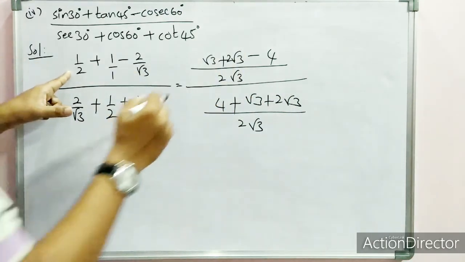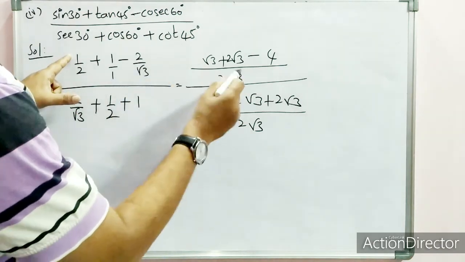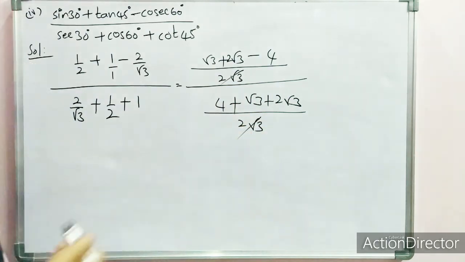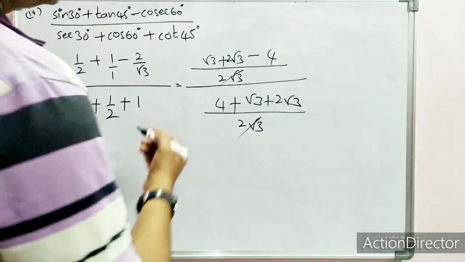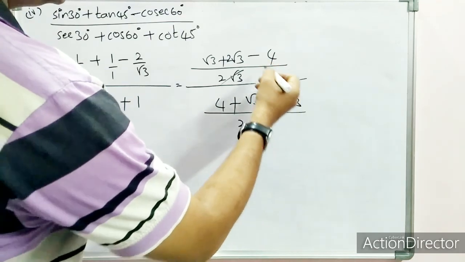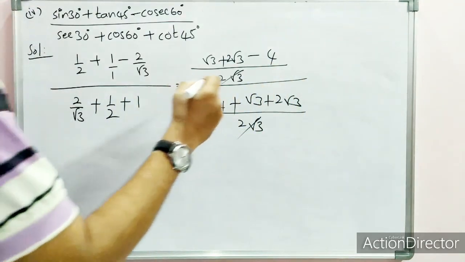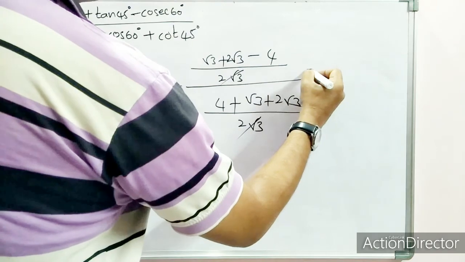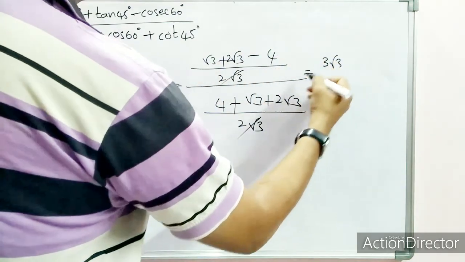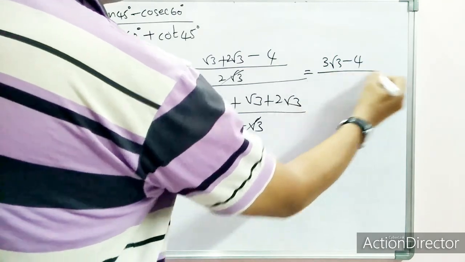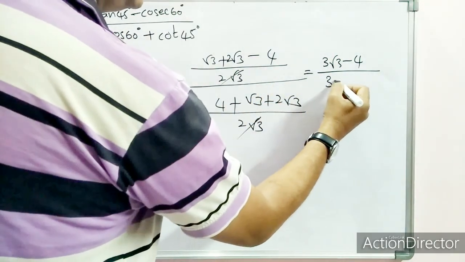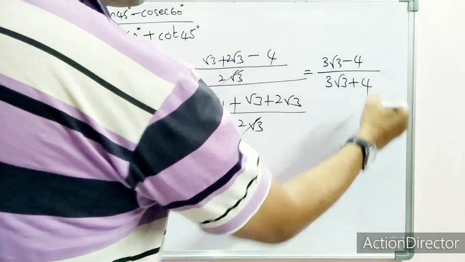You see, 2 root 3 plus 1, 2 root 3 into 2 root 3 minus 4. Okay, now the denominators will be deleted. Now you see, here we can write root 3 plus 2 root 3 is 3 root 3, so 3 root 3 minus 4, by, here 2 root 3 plus root 3 is 3 root 3, so 3 root 3 plus 4.